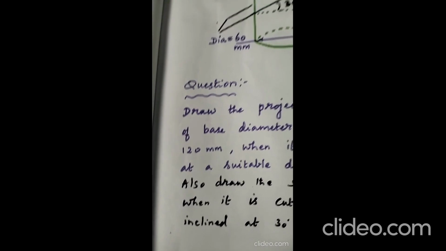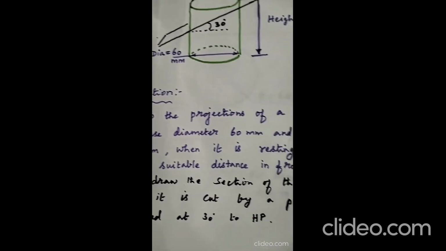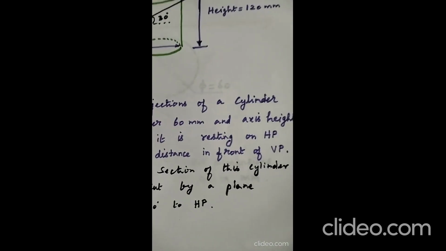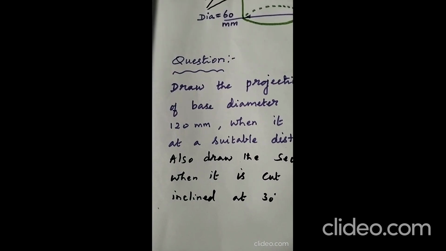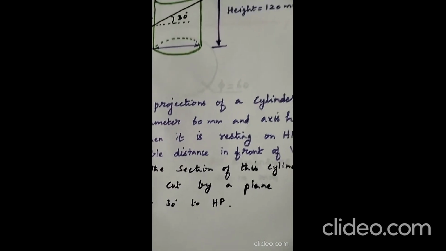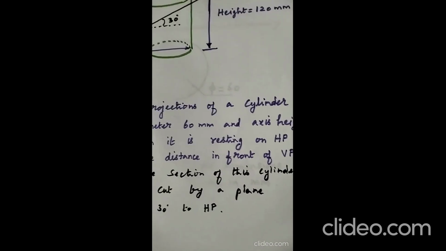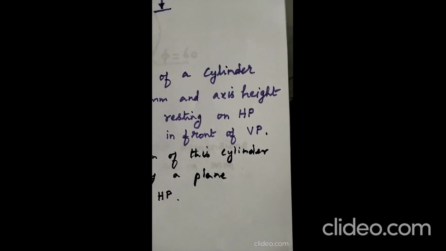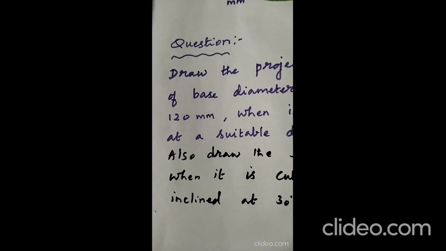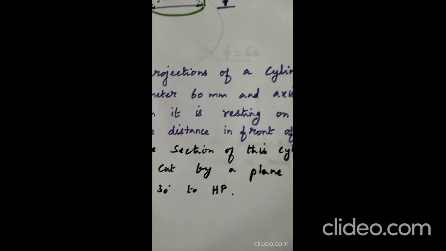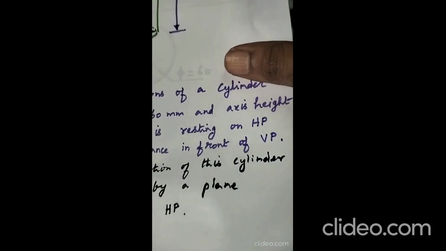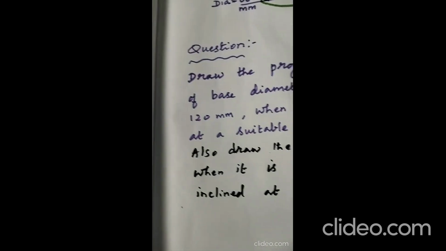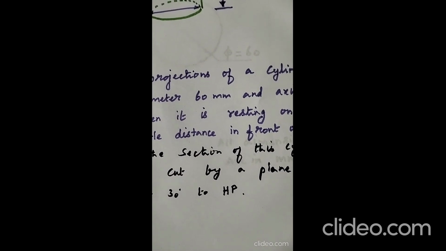The question: draw the projection of the cylinder of base diameter 60 mm and axis height 120 mm when it is resting on horizontal plane at a suitable distance in front of vertical plane. Also draw the section of this cylinder when it is cut by a plane inclined at 30 degree to the horizontal plane.